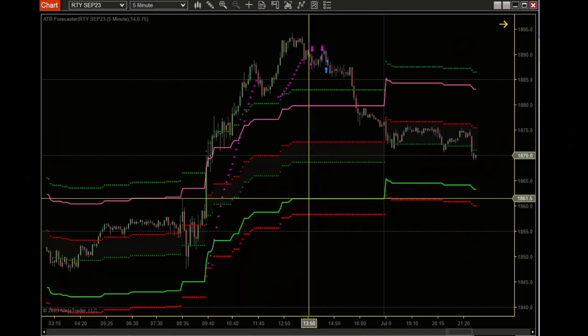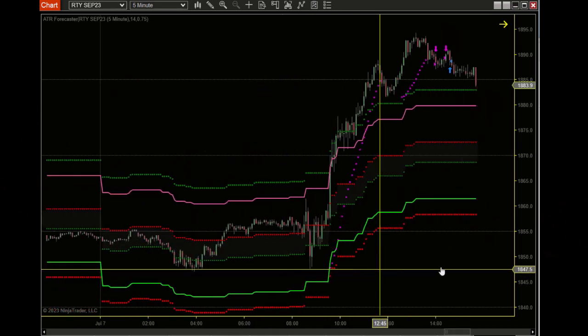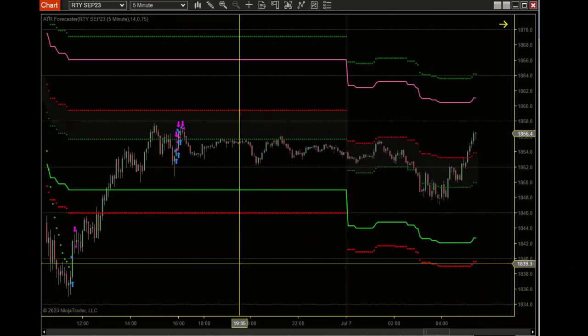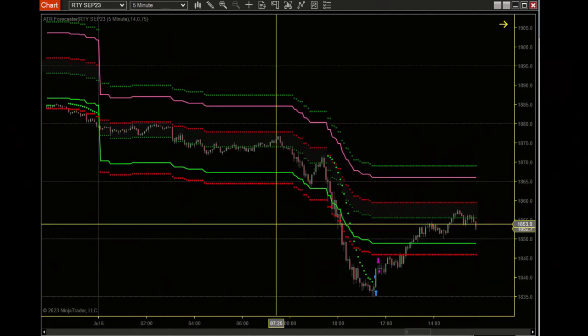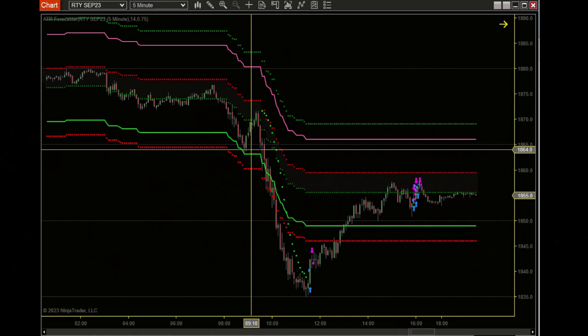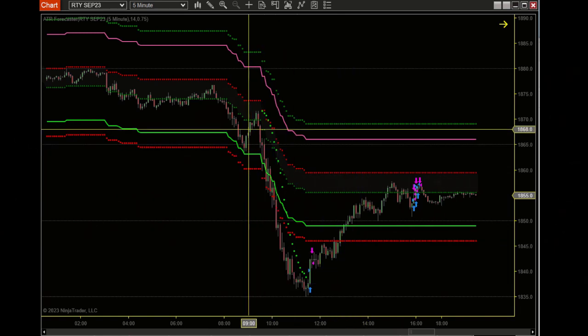So we did get back. So that's the premise of the indicator: it shows you on a day-by-day basis the current price action against the average price action. Here's another example.